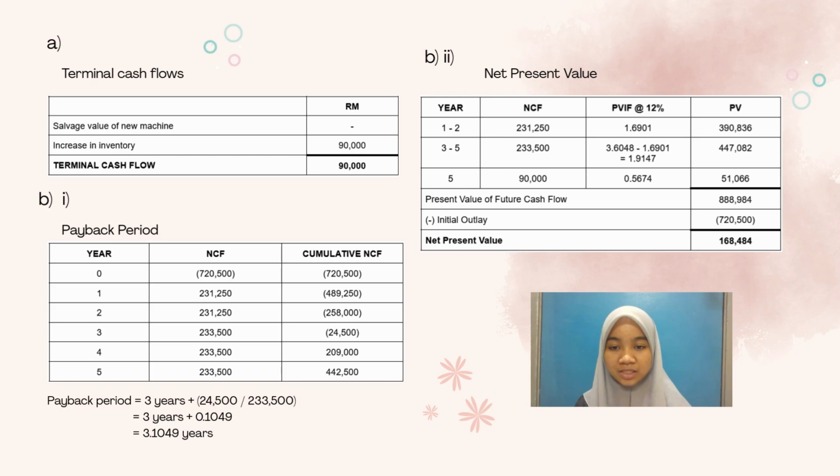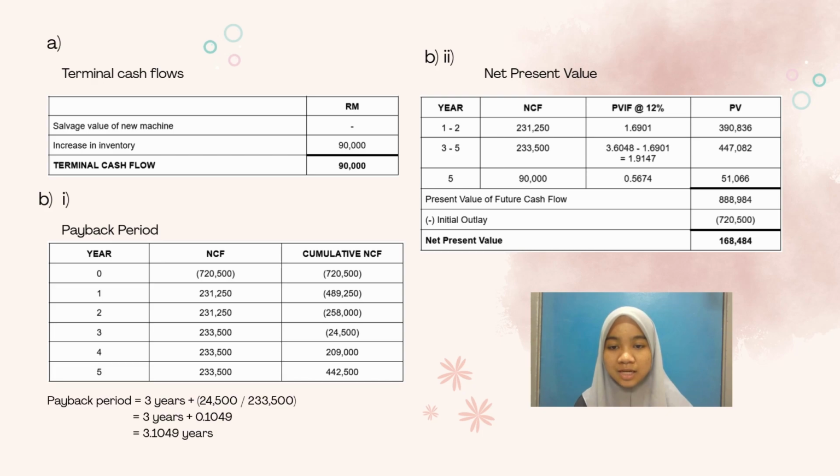The initial outlay is 720,500. For year 1 onward, the project generates annual net cash flow. By the end of year 3, the cumulative cash flow is still negative 24,500. To find the exact payback period, 3 years plus 24,500 divided by 233,500. This equals 3.1049 years, approximately 3 years.